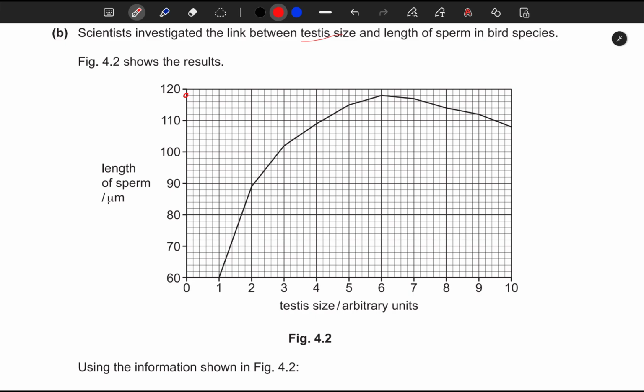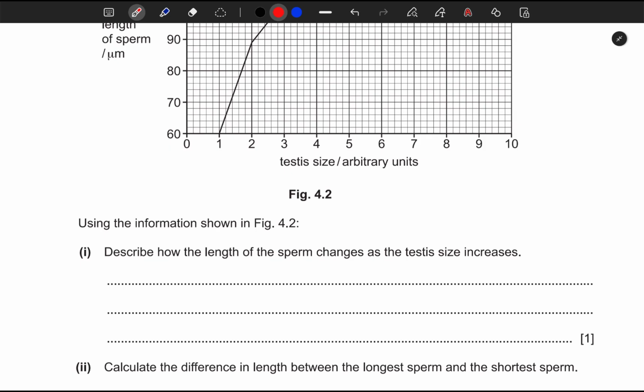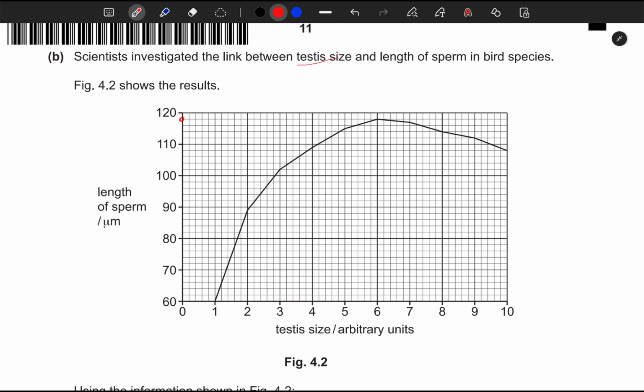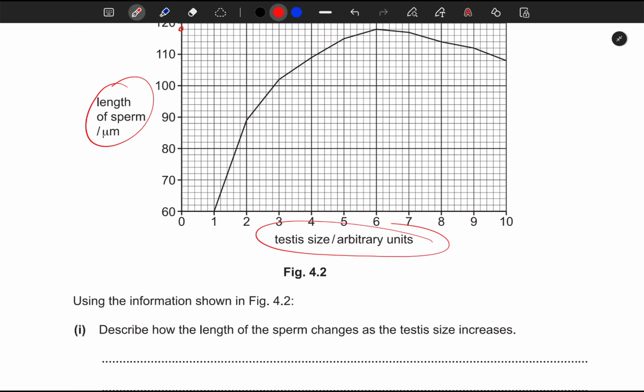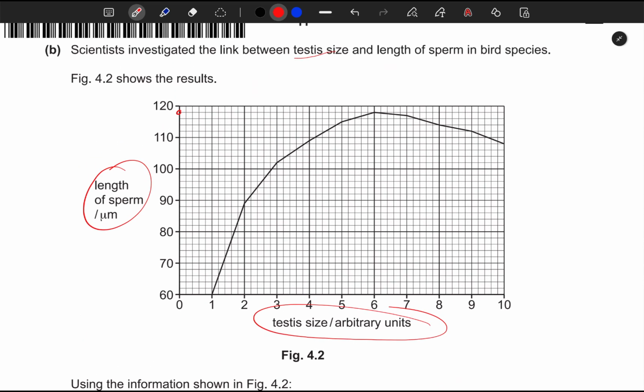Using the information shown in figure 4.2, describe how the length of the sperm changes as the testis size increases. All right, so come here. Here we've got length of the sperm, and here we've got the size. They want us to describe how the length of the sperm changes as the size of the testis increases. So as we go this side, meaning the size of the testis is increasing, what is happening to the length of the sperm? Is it making sense?